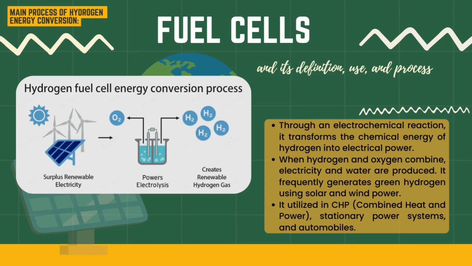The second process is fuel cells. This is a clean and efficient way to use stored hydrogen through an electrochemical reaction. Fuel cells combine hydrogen and oxygen to produce electricity. With water and heat as the only byproducts, they are highly efficient and are used in a variety of applications, from vehicles to stationary power systems and combined heat and power plants.